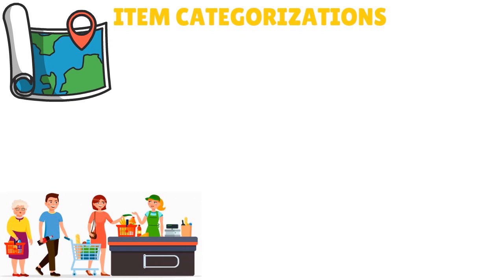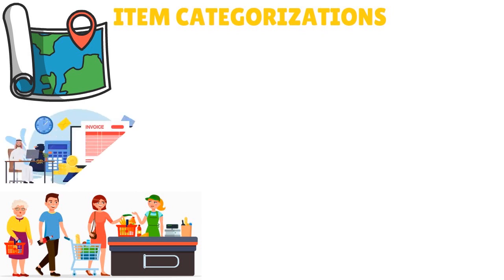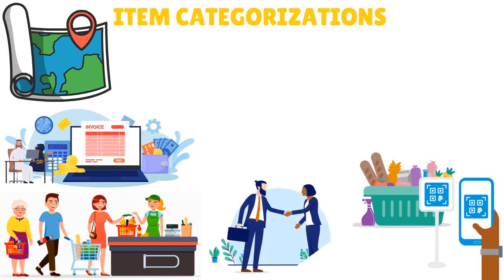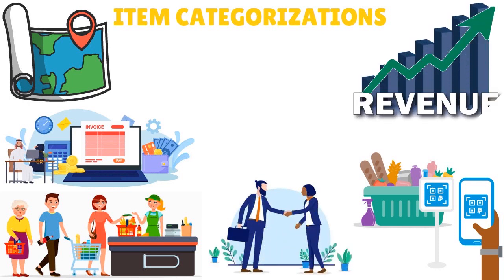You have item categorizations. You have purchase order management. Purchase order management is an important element in terms of your vendor relationship management. You have invoice management. You have barcode scanning, and you have customer account management. Customer account management helps you solidify your relationship with your current clients, but also solidify your revenue over time.